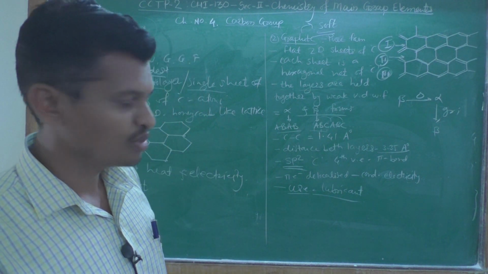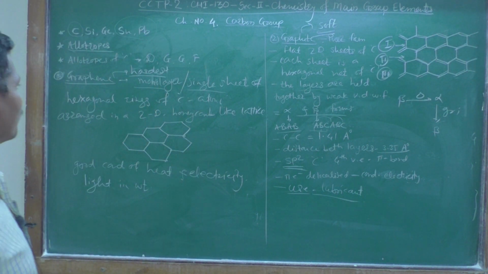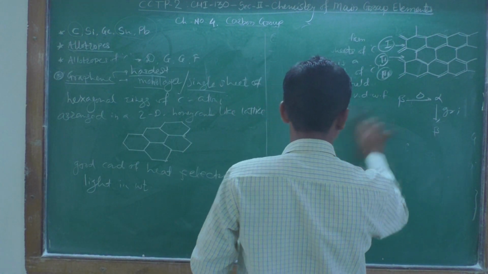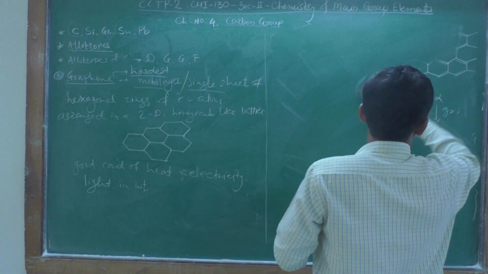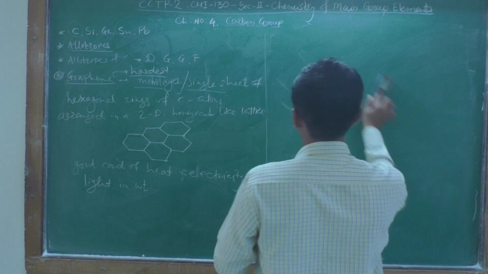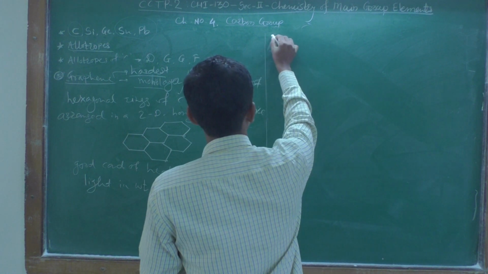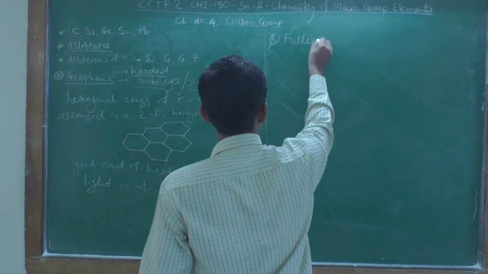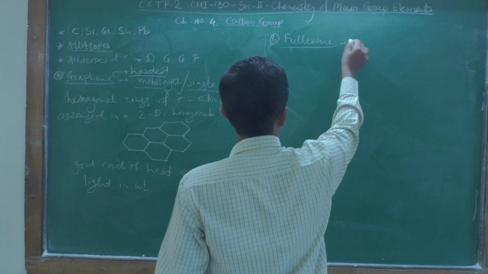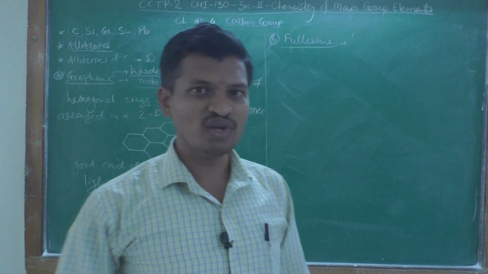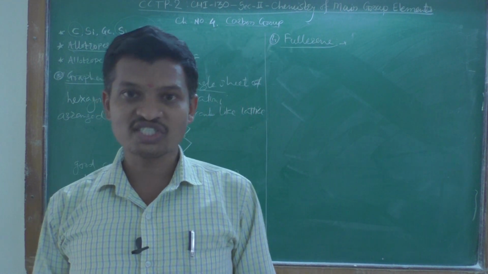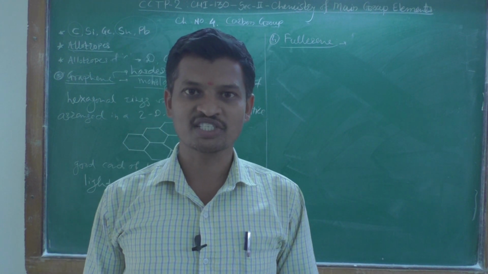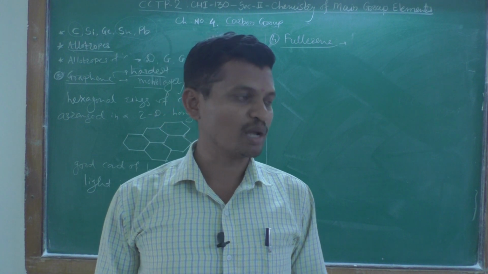Okay, now the fourth allotrope of carbon is fullerene. The fourth allotrope of carbon, it was recently researched by scientists. Okay, so fullerene, what are fullerenes? Fullerenes are cluster forms of carbon atoms, or carbon elements.